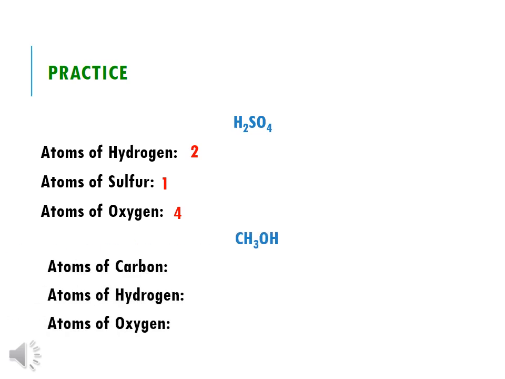CH3OH. This one's a little trickier. So how many atoms of carbon, hydrogen, and oxygen are there? You think you got it? Okay, there's 1 atom of carbon because it does not have a subscript, so we assume there is 1. There are 4 atoms of hydrogen because of the H3, and there's another H with the hydroxide ion, so it's OH there. So together there are 4 atoms of hydrogen, and there's only 1 atom of oxygen.